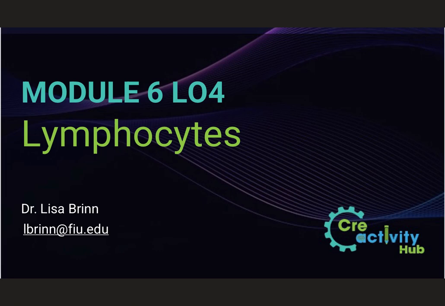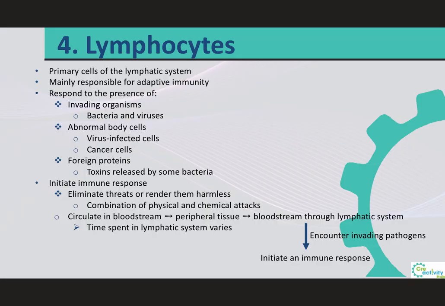Hi everyone. For learning outcome number 4 of module 6, we're going to be talking specifically about the different types of lymphocytes and how they help our immune system combat the pathogens that are able to enter our body. Lymphocytes are going to be the primary cells of the lymphatic system, and they are responsible for specific immunity, which can also be called adaptive immunity.